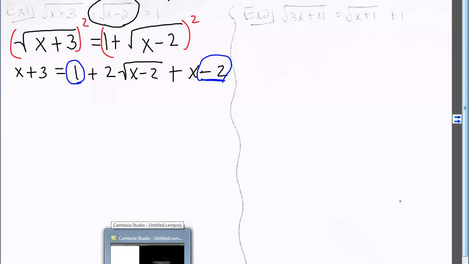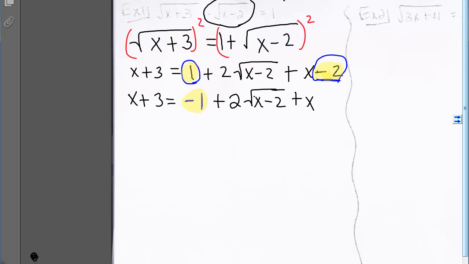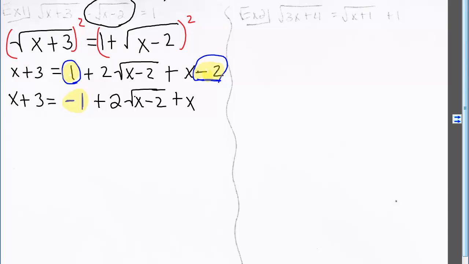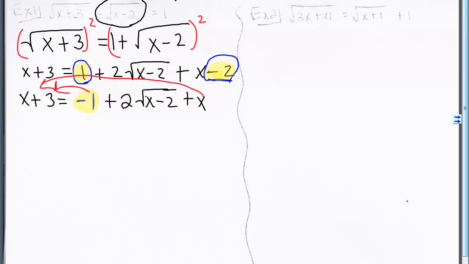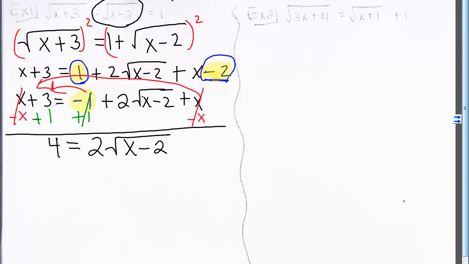The next thing we need to do is combine like terms and combine the negative 2 and 1 on the right side of the equation. That will give us a negative 1. Now we have one radical instead of 2. We still need to isolate it, so we bring the negative 1 and the x to the other side. This will give us 4 equals 2 times the square root of x minus 2.